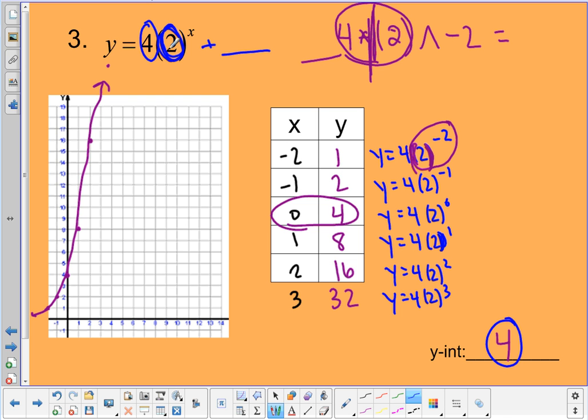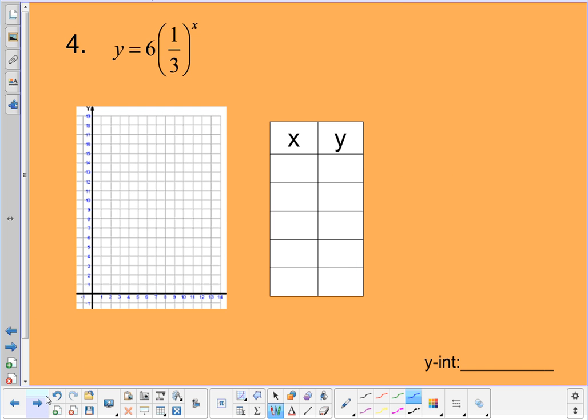All right, let's go ahead and talk about number 4. In number 4, we are looking at y equals 6 times a third to the x power. So I want you to go ahead and fill in the x values. You've got -2, -1, 0, 1, 2, 3, and then pause the video right now and see if you can fill in the y values on your own.